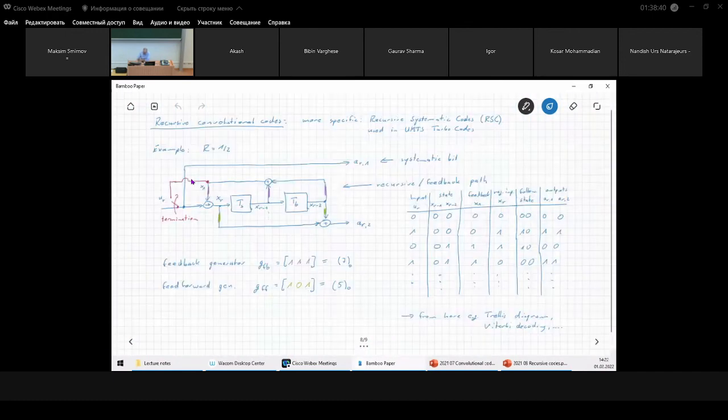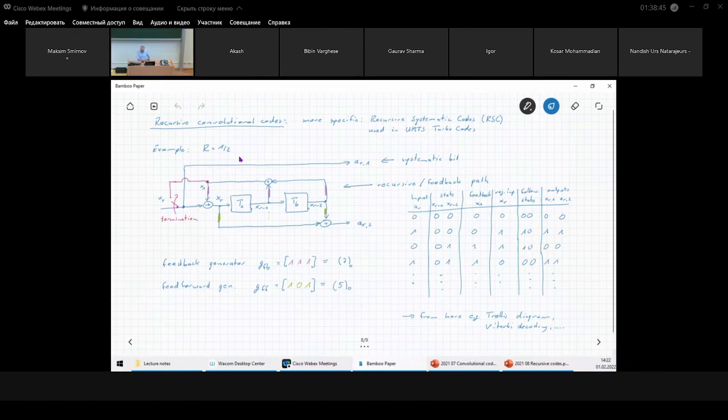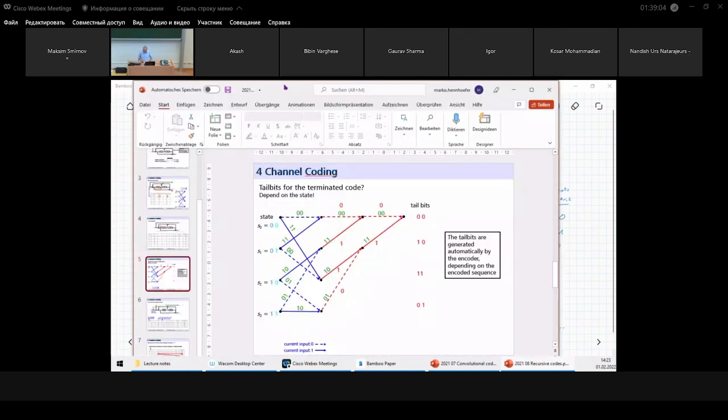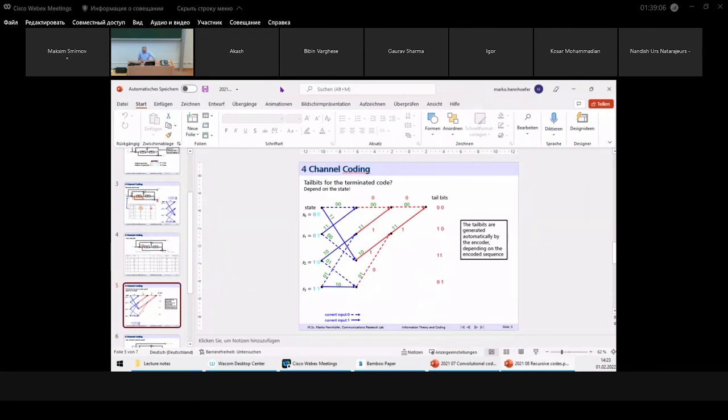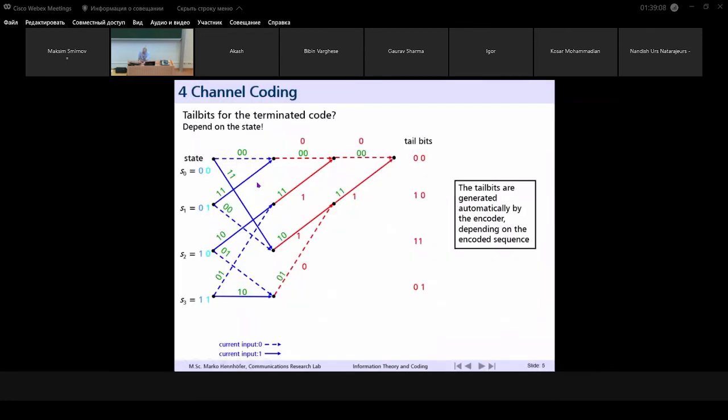Maybe it was a bit too quick. Actually, I can also show you how this looks in this diagram. We don't draw this now. This is actually the trellis diagram corresponding to our example.